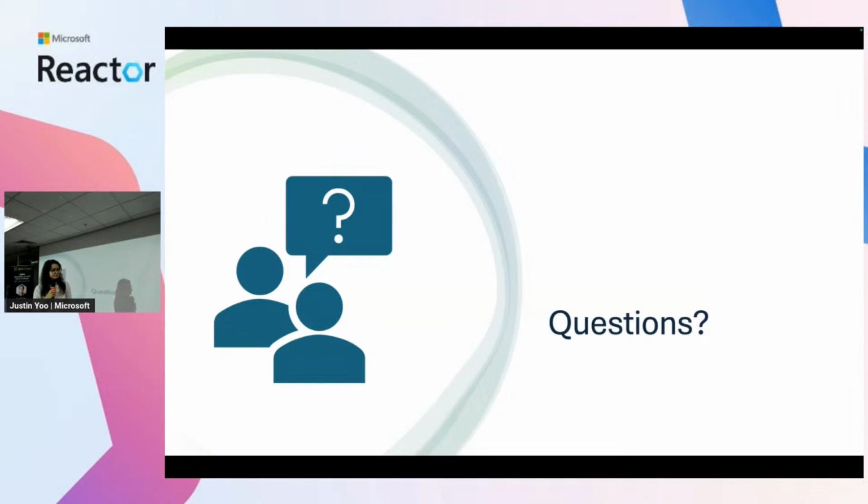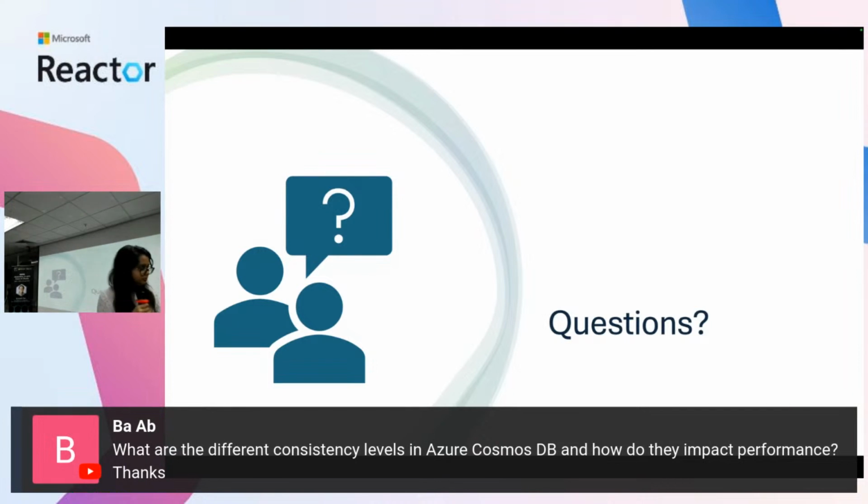The first question online is: what are the different consistency levels in Azure Cosmos DB and how do they impact performance? Yeah, that's a very good question.